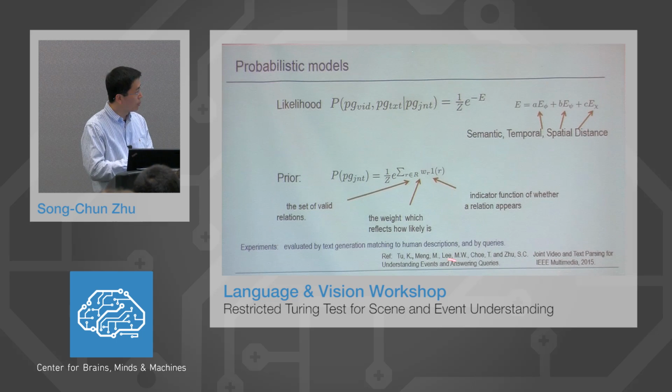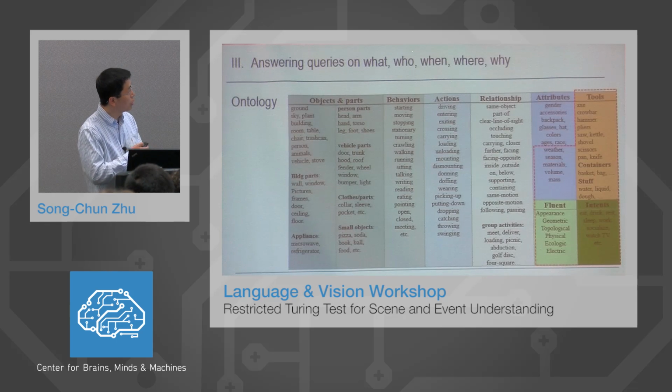So I'm not going to talk about those issues. I will go straight to the third part: how do we answer the 5W kind of queries?